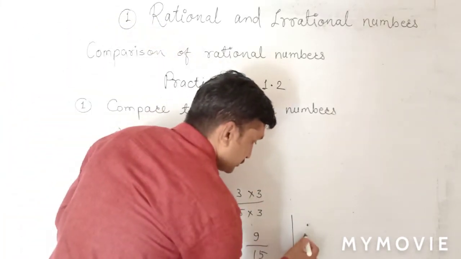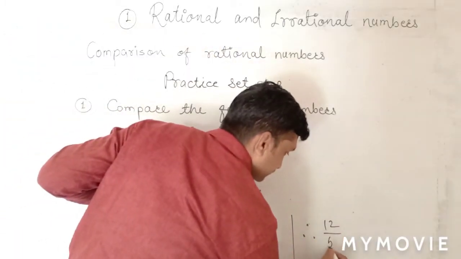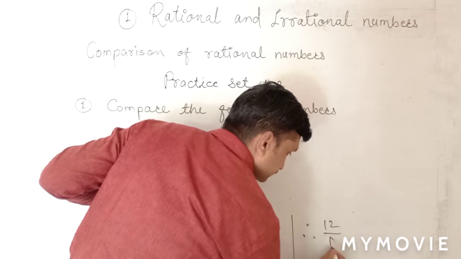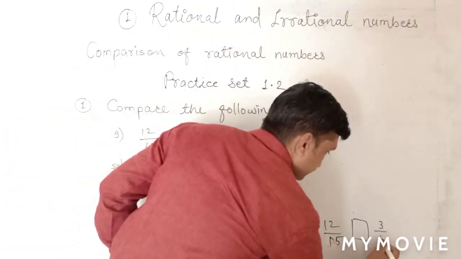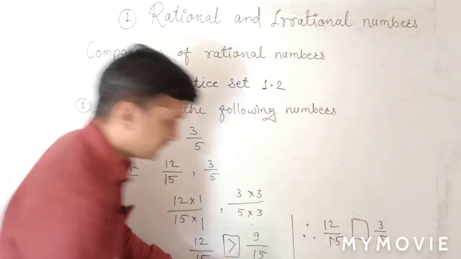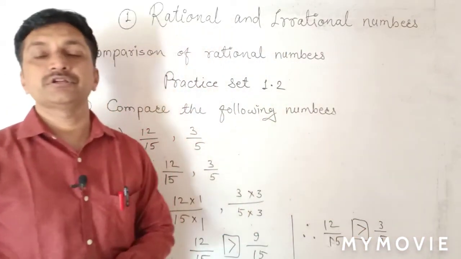And the same sign you give in the original pair here. 12 upon 15 and the second fraction is 3 upon 5. Give the same sign here. 12 upon 15 is greater than 3 upon 5.